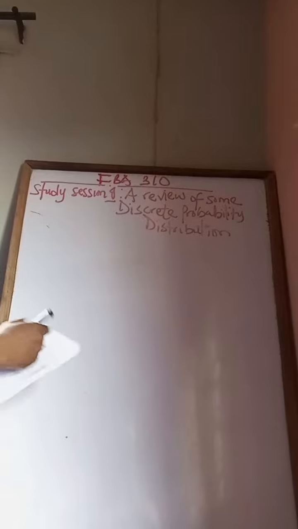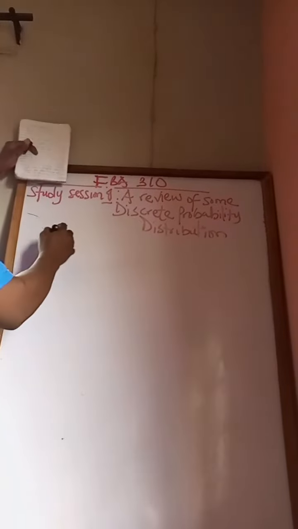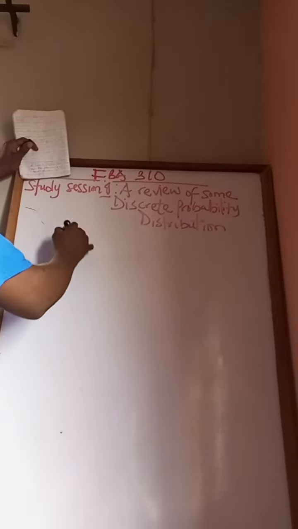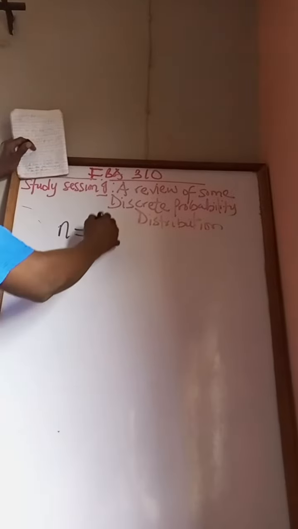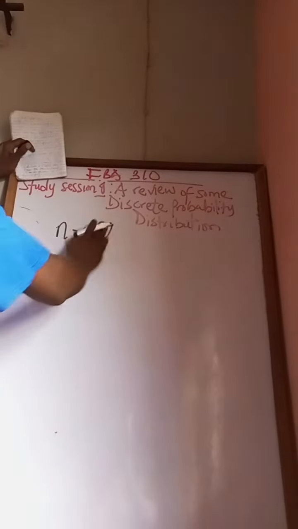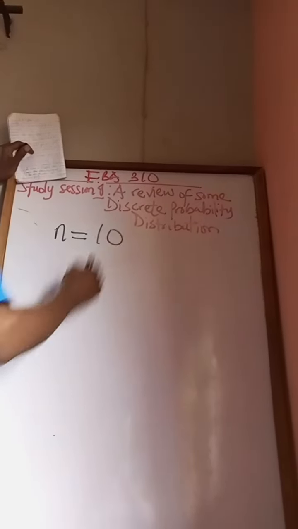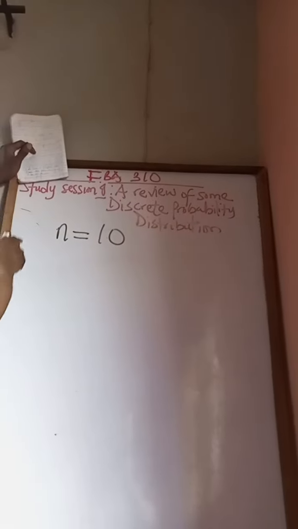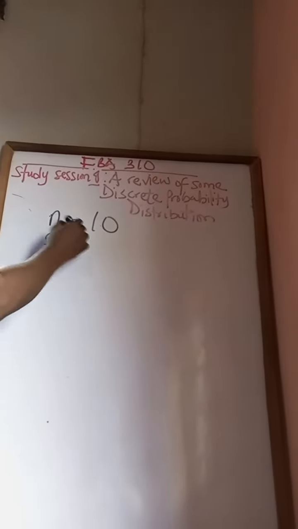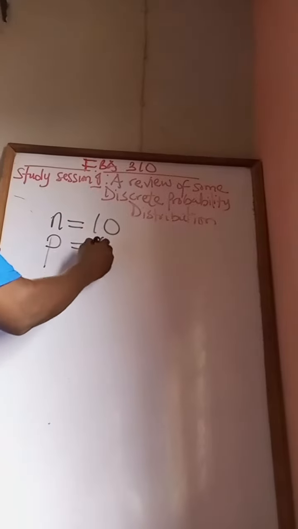Now, since this deals with a coin, it means it's binomial. So the number of times the coin was flipped was 10. It was flipped 10 times. It's n. We are now asked to find the probability of 7 heads occurring. So what's the probability that a head will appear when we toss a coin? The probability of success, of a head appearing, will be 1 over 2.